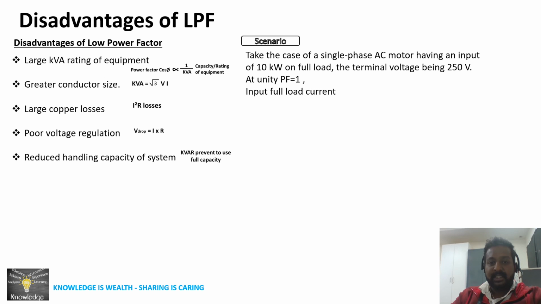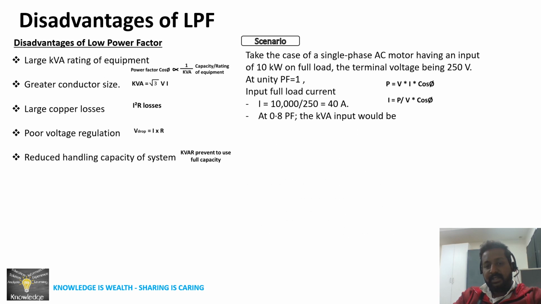So if it is operating at unity power factor, the input load current I will be: P is equal to VI cos phi. There's no root 3 because it is single phase. And I is equal to P divided by V into cos phi. So 10,000, 10 kilowatt, divided by cos phi, which is unity, 1, and divided by 250 volts, it is 40 amps. If that single phase AC motor is operating at unity power factor, 40 amps is the full load current.